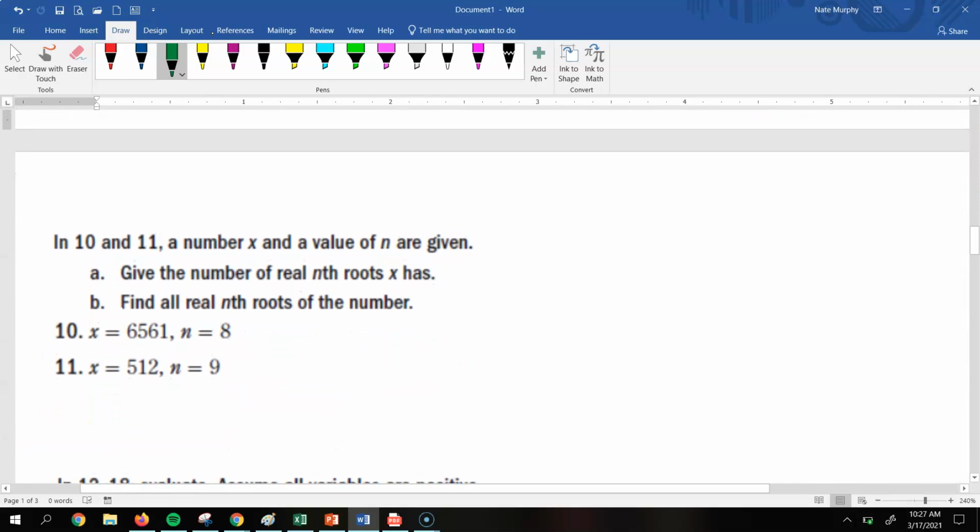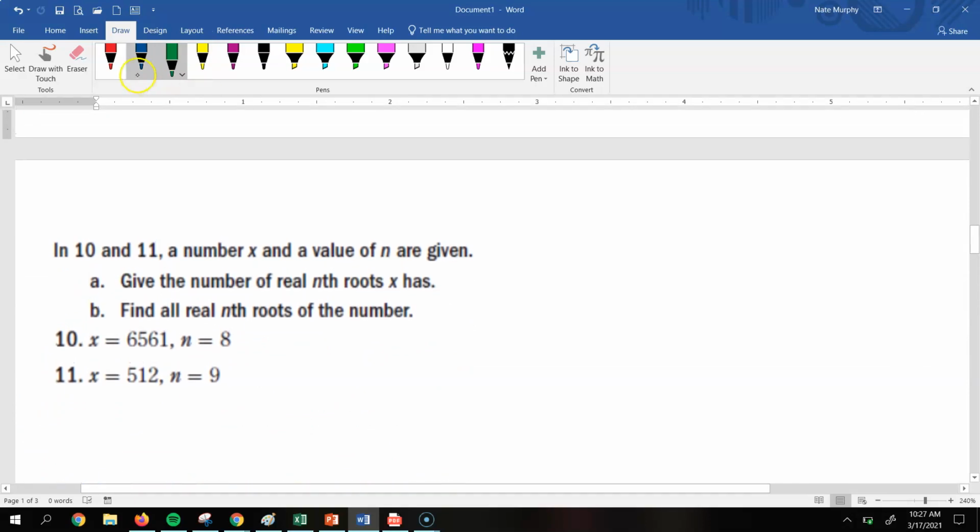All right, for numbers 10 and 11, I'm going to look at these graphically, and we can sketch a graph here. So when it says x, we're trying to find out the number of real nth roots and find all of those, what those nth roots would be. For number 10, the way that I'm going to think of this is this would be the same as x to the 8th power equals 6,561.